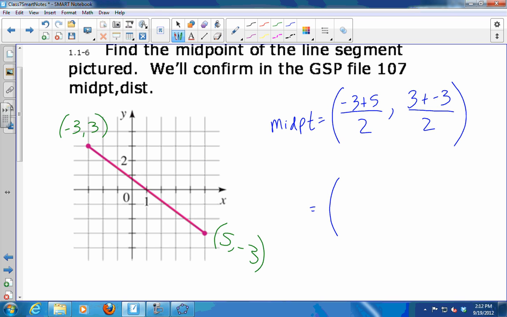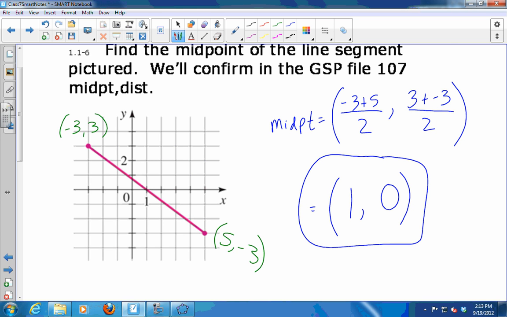So -3 plus 5, that's 2. 2 divided by 2 is 1. 3 plus -3 is 0. What's 0 divided by 2? 0. So you can have 0 over something. You can't have 0 in the denominator. So my midpoint is 1, 0. And if I plot the point 1, 0, it's right there. And so I can kind of check and see, yeah, it looks like these two lengths are equal.